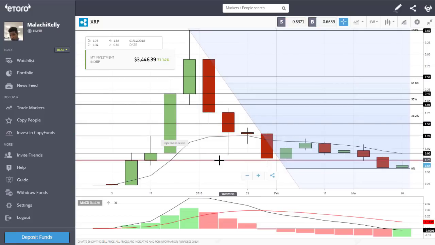So we've been currently moving through the worst correction of the crypto market in its history. I mean, it's understandable. Prices went to crazy levels just after Christmas. A correction was inevitable. But what that does allow us to do is to get in at a much cheaper price and potentially see a huge return on investment.